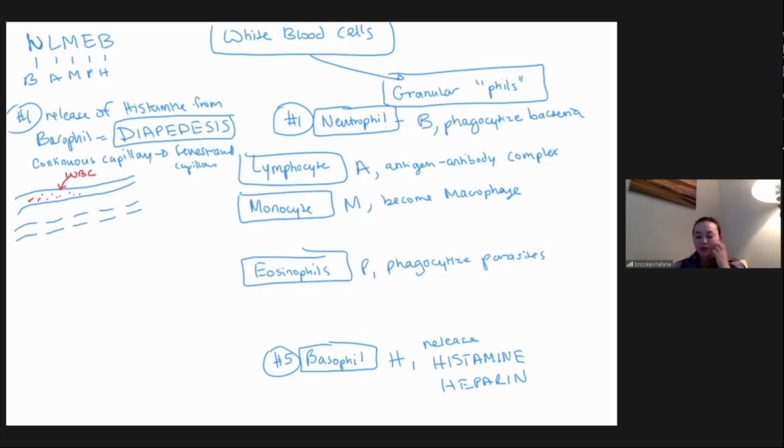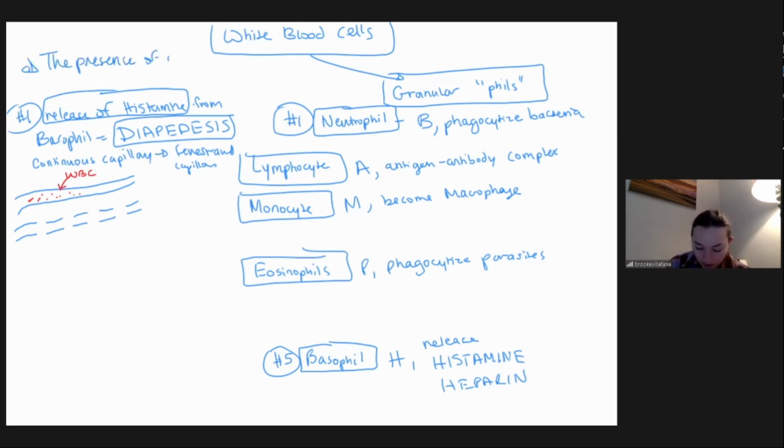So what triggers diapedesis or the release of histamine? The presence of an antigen. The presence of an antigen triggers the release of histamine from the basophil. So we're going to write ourselves a few little antigens.